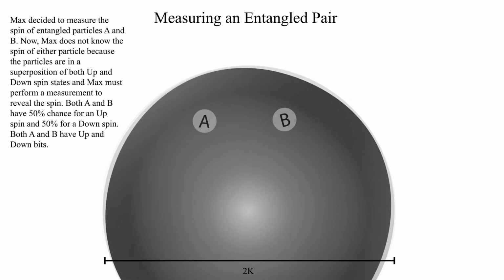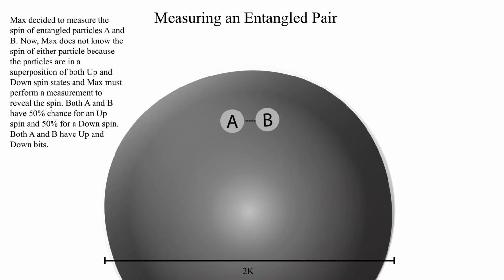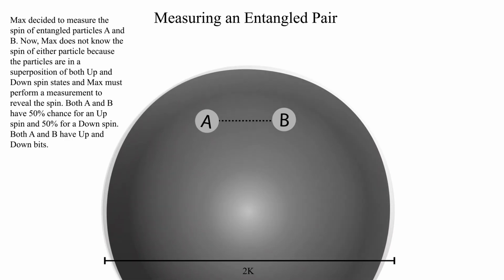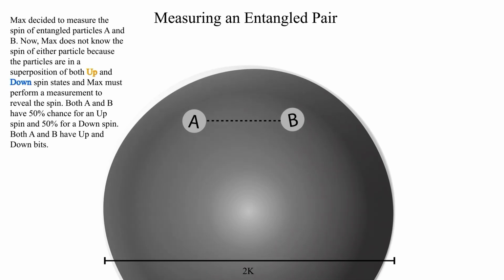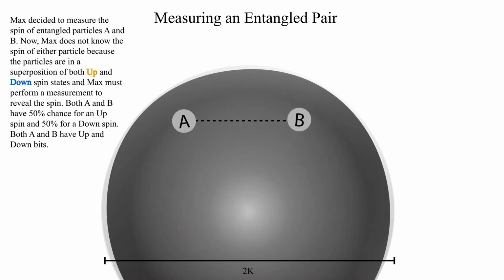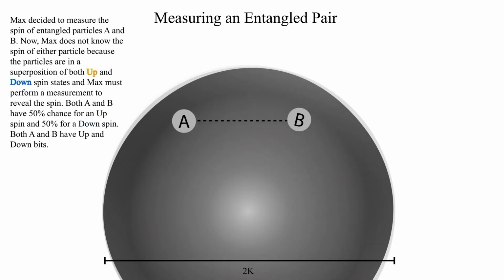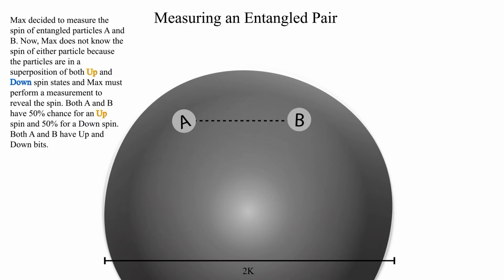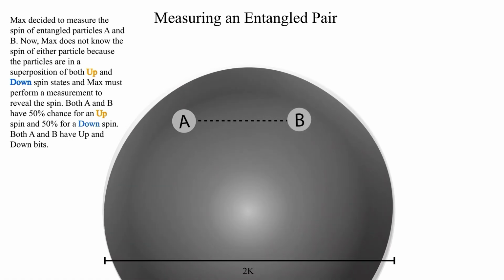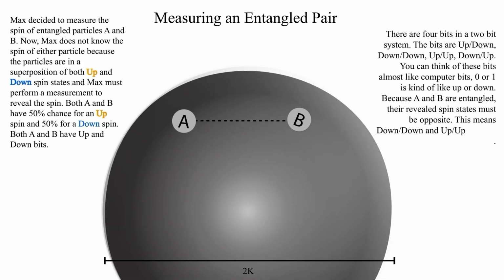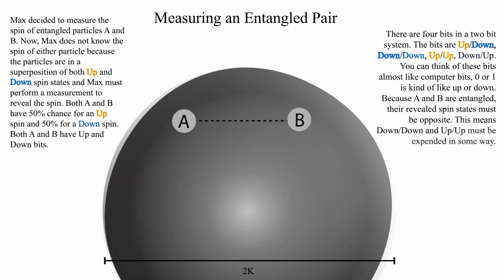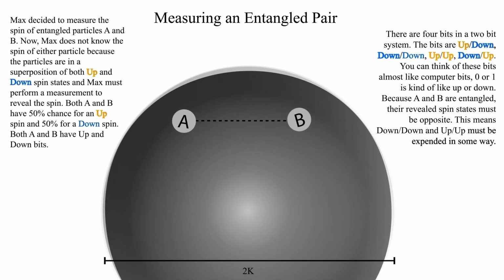Max decided to measure the spin of entangled particles A and B. Now Max does not know the spin of either particle because the particles are in a superposition, both up and down spin states. Max must perform a measurement to reveal the spin. Both A and B have a 50% chance for an up spin and 50% chance for a down spin. Both A and B have up and down bits. So there are 4 bits in a 2-bit system, and the bits are up-up, up-down, down-up, down-down. You can think of these bits almost like computer bits.